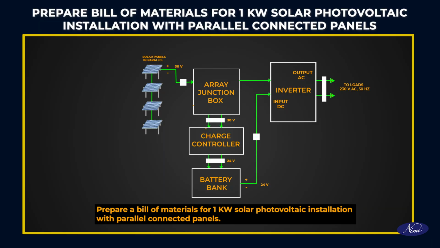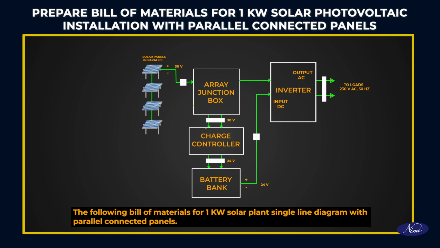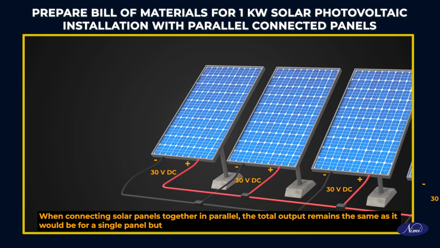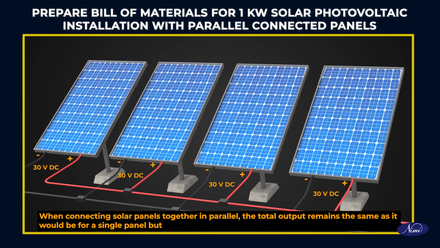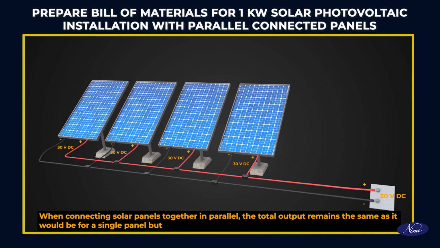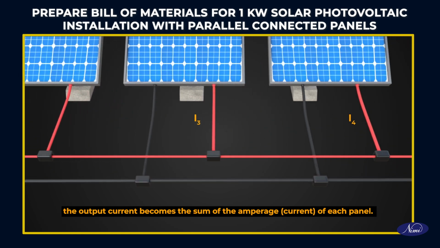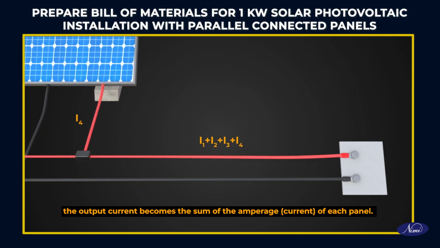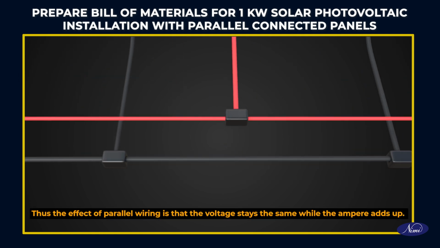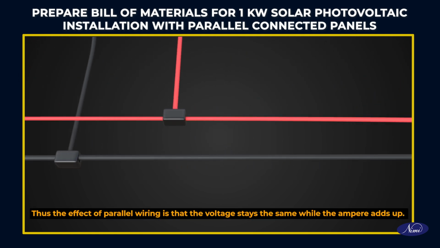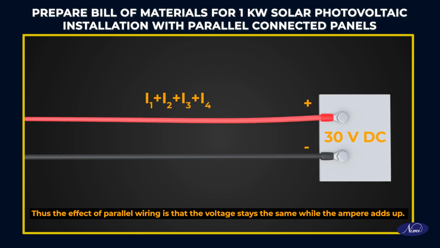Prepare a bill of materials for 1 kilowatt solar photovoltaic installation with parallel connected panels. The following is the bill of materials for the 1 kilowatt solar plant single line diagram with parallel connected panels. When connecting solar panels together in parallel, the total output voltage remains the same as it would be for a single panel, but the output current becomes the sum of the amperage, that is, current of each panel. Thus, the effect of parallel wiring is that the voltage stays the same while the ampere adds up.